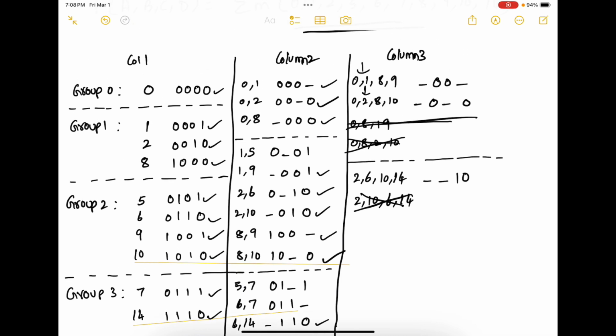Now you can actually go for column 4, but if you notice it, column 3 and column 4 are never going to match up. Therefore, we are done with the table format, or we are done with the column ones. And the next step in the algorithm is discussed in another video.